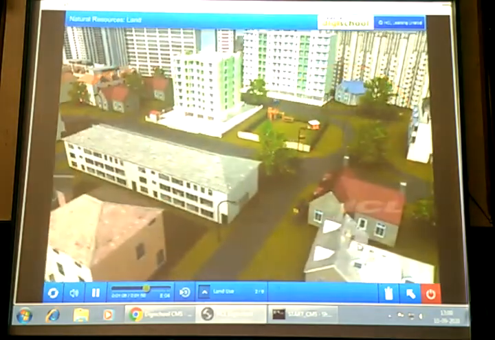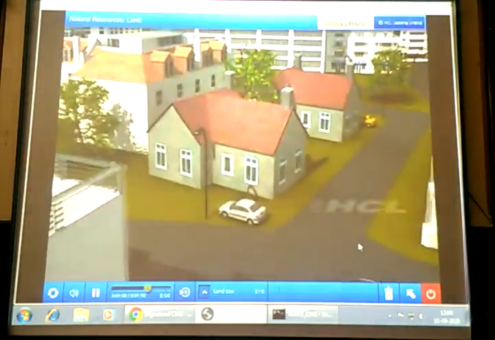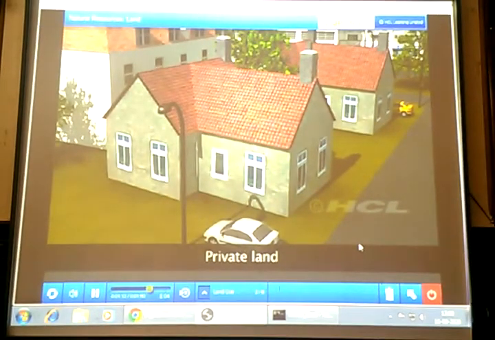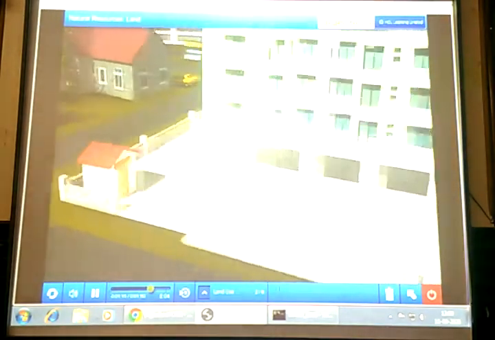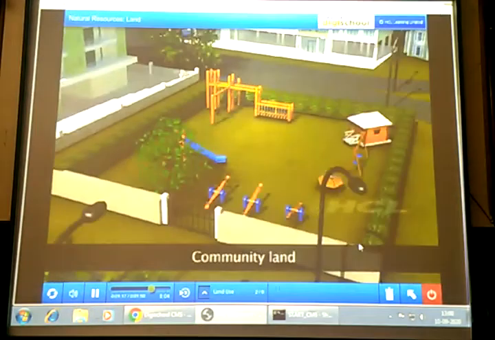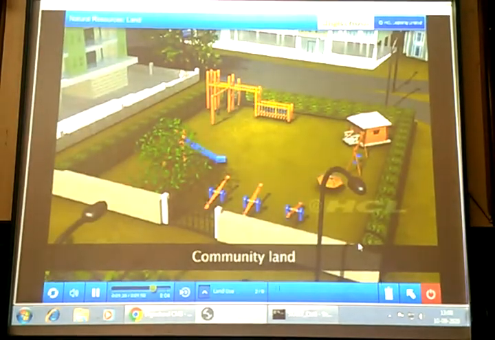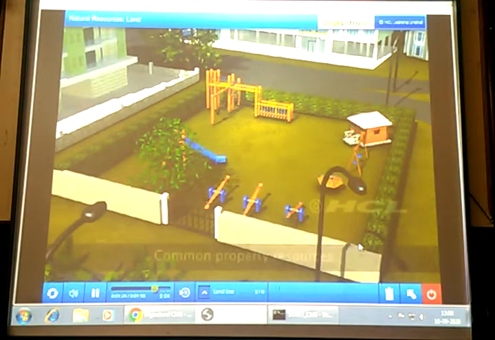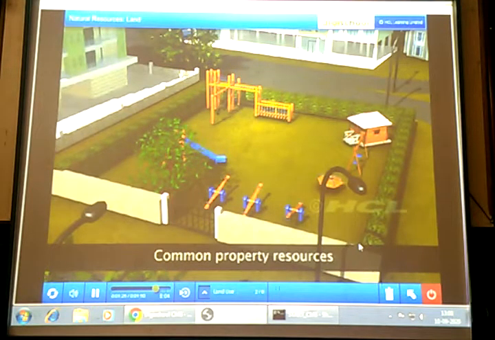The land that human beings use could either belong to an individual or be shared by the community. Community lands are also referred to as common property resources.